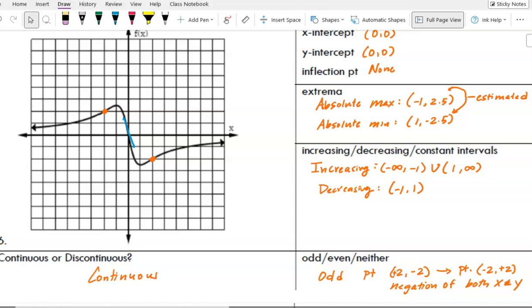So if I take a point like positive 2, negative 2 right here, and negate the positive 2 for the x, that becomes negative 2, and then negate the negative 2 for the y, which becomes a positive 2 for the y. There's a point that exists there, so I know that that's an odd function based on that.